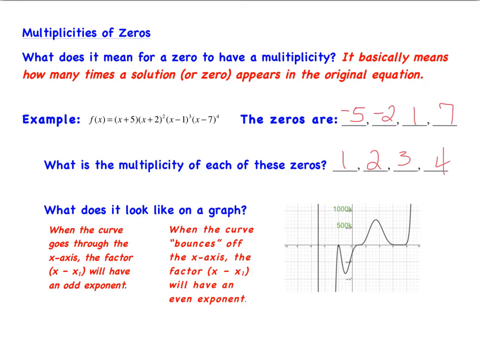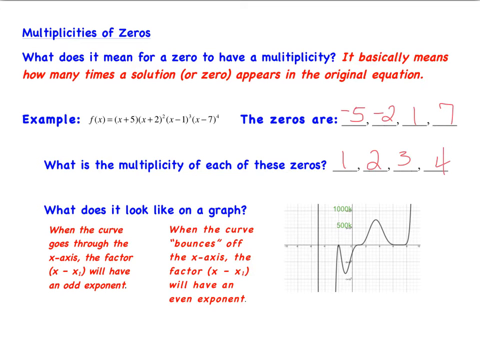Now, when your curve bounces off the x-axis, as it does right here, and as it does here, that means your factor of x minus x1 will have an even exponent. So if we go to our example and look at the second binomial, x plus 2 squared, that means our zero is negative 2. That's right here. And as you can see, it's bouncing off of it. It's not going through it. This represents an even exponent.